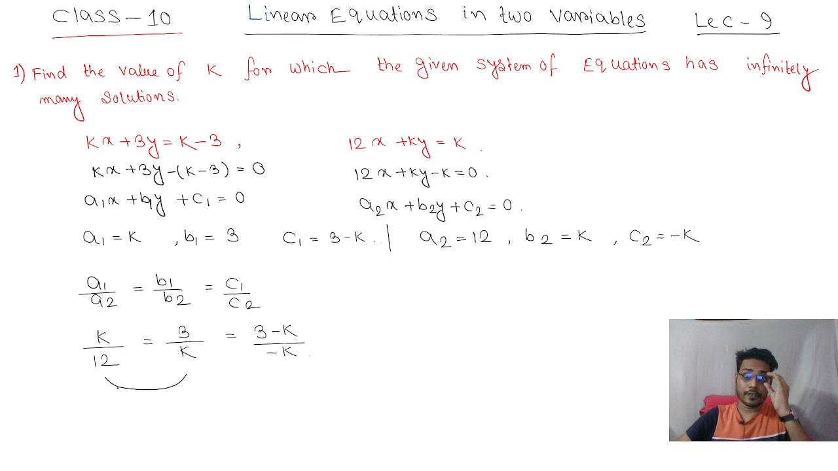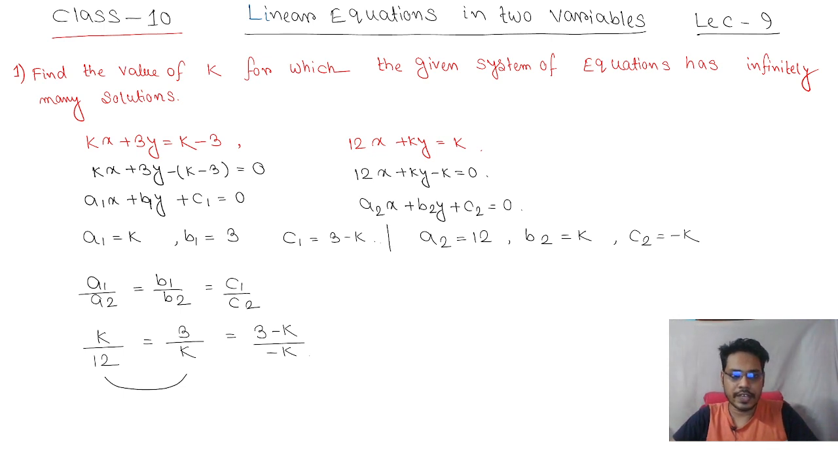So the first one is: find the value of k for which the given system of equations has infinitely many solutions. The first equation, kx plus 3y is equals to k minus 3, and the second equation, 12x plus ky is equals to k. Now you have to write in the form a1x plus b1y plus c1 is 0, and a2x plus b2y plus c2 is equals to 0. So it will be kx plus 3y minus (k minus 3) is equals to 0, and 12x plus ky minus k is equals to 0.